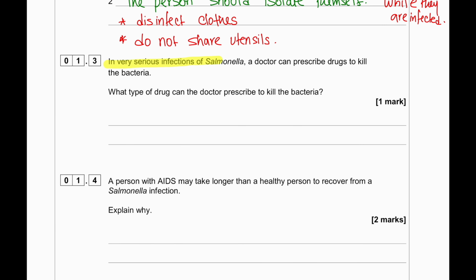In a very serious infection of Salmonella, a doctor can prescribe drugs to kill the bacteria. What type of drug can the doctor prescribe to kill the bacteria? Since we are trying to kill a bacteria, antibiotics will be the right type of drug to kill it.